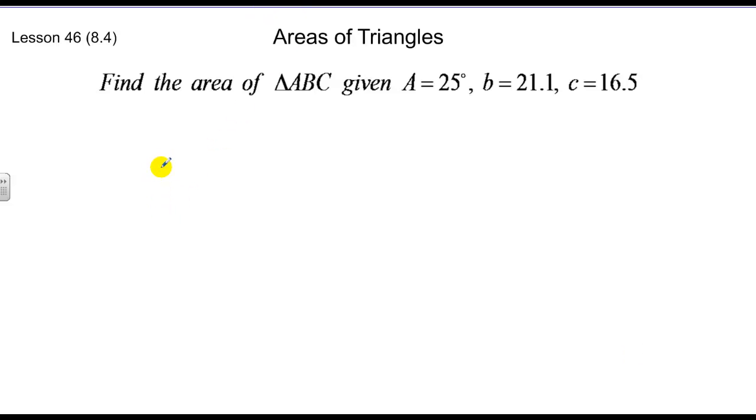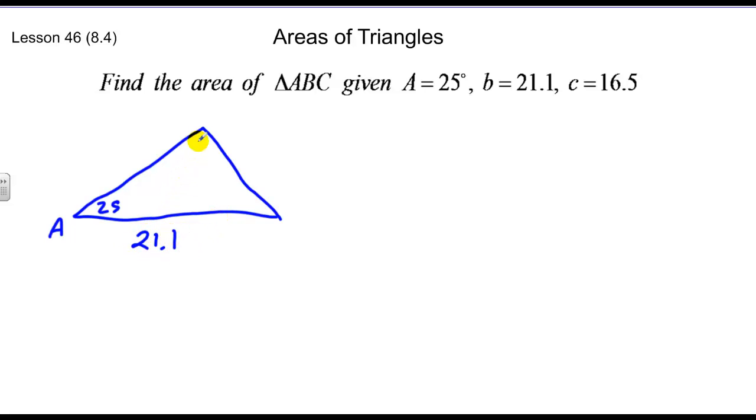We've got finding the area of ABC, where A is 25 degrees, B is 21.1, and C is 16.5. So here's 25 degrees. Call that A. And let's say B is right here, 21.1. And we'll call C 16.5. So if I was going to do this problem and I didn't know any better, I would construct an altitude and find this height, and then just do 1/2 base times height.